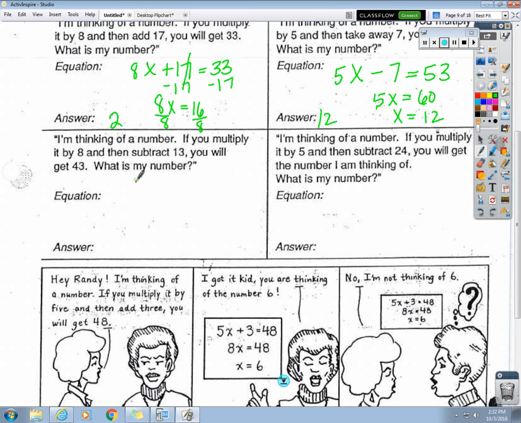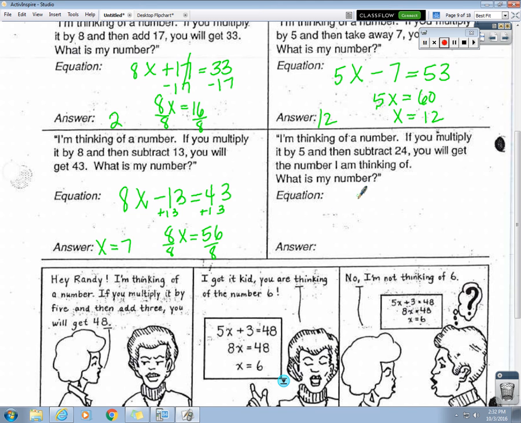All right, I'm thinking of a number. I multiply that number by 8. I subtract 13, and that gives me 43. So what do I do first to solve for my missing number? Okay, when I add 13 to both sides, that gives me 56, and then when I divide by 8, that gives me 7. Okay, this was the one that gave people some trouble.